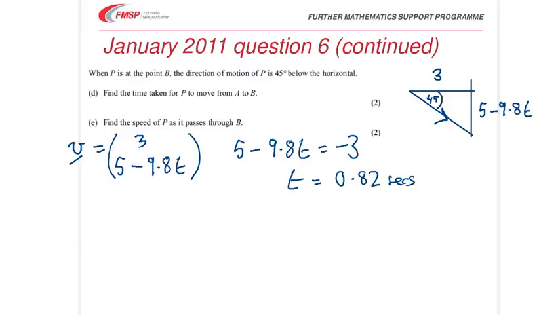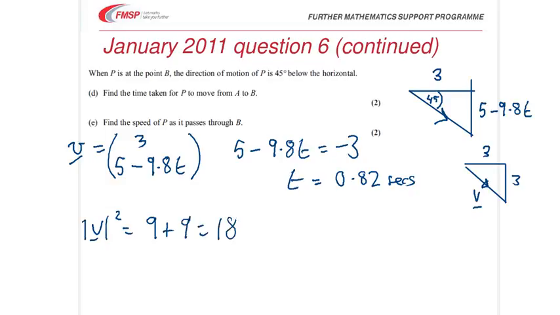Finding the speed at that point, we know that it must be now 3 across, 3 down, like that. So we've just got to find the magnitude of v. The magnitude of v squared is 9 plus 9, which is 18, and the speed is root 18, 4.24. That's it.